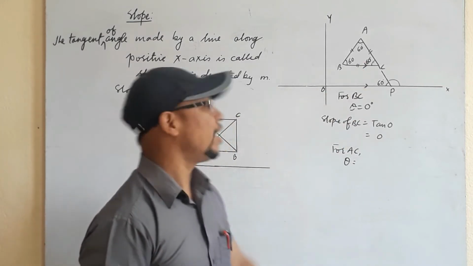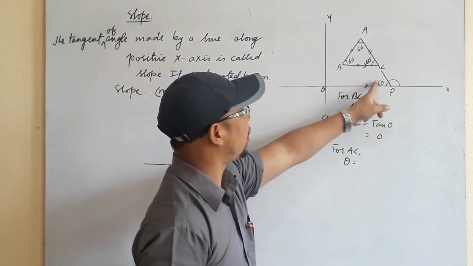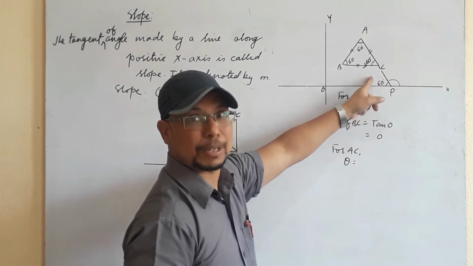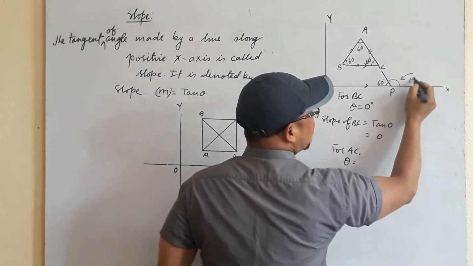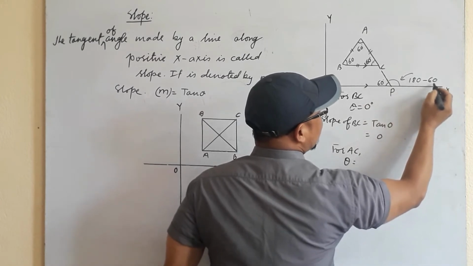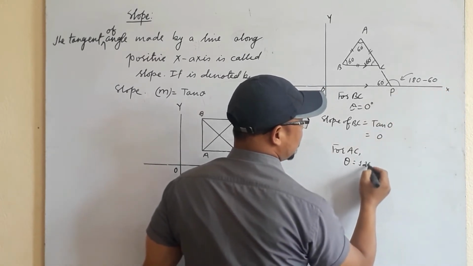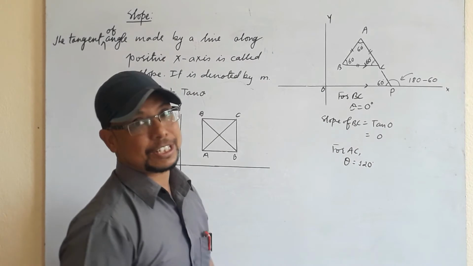because this is the corresponding angle. And then you should not take this angle as theta, because you have to take it to the positive x-axis. So this angle you have to find, and this angle is 180 minus 60. This gives theta as 120 degrees.